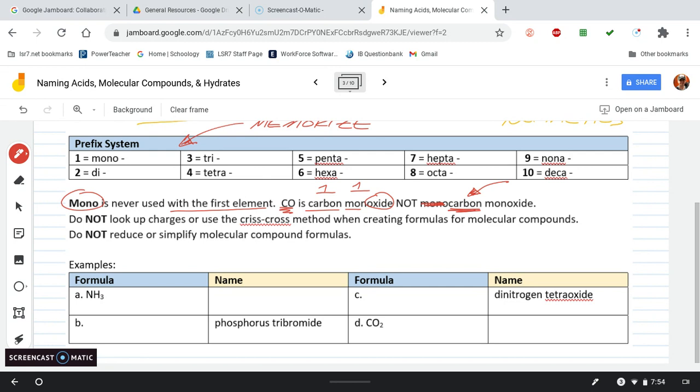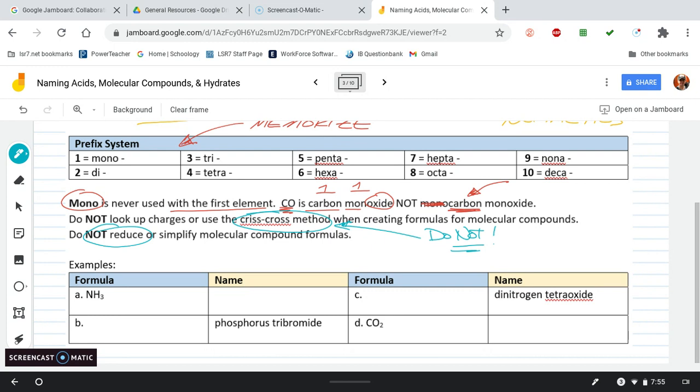with the first one. Second rule, we do not crisscross these. We do not care about their charges at all. We only use the prefixes, so there's no crisscrossing. So do not crisscross. That is a problem. And you also don't reduce. So we don't reduce, we don't crisscross, we just use these prefixes, and it tells us exactly what we have.